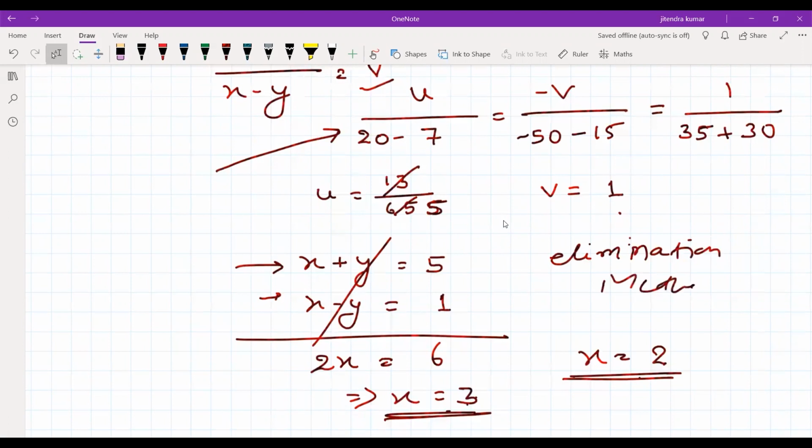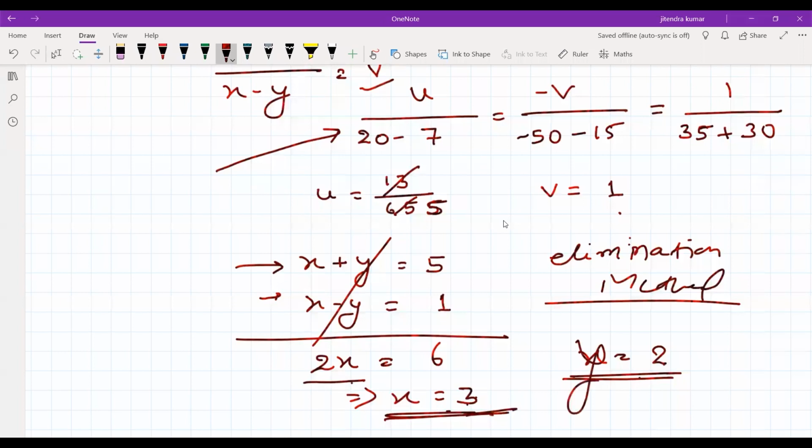Okay, so applying the elimination method, I have just added these two equations. So these two will get cancelled, y and minus y. We will have 2x here is equal to 6. So this will give us x is equal to 3.